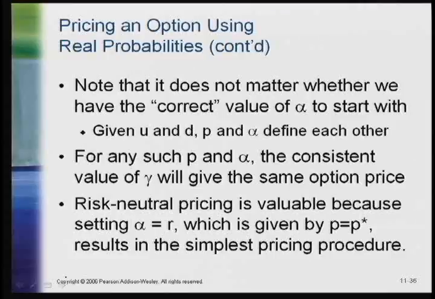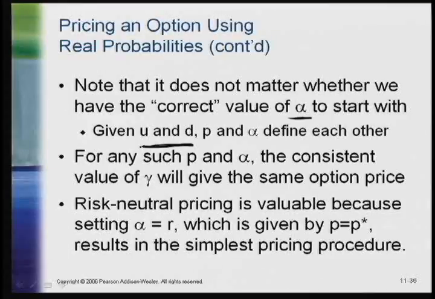So a couple of comments. One is that we may not know the correct value of alpha. And alpha was the stock return, the risky return. And the point is, what this is saying is that the model is internally consistent. If you start off with any value of U and D, then as I mentioned earlier, P, the real-world probability of U, and alpha are a pair.